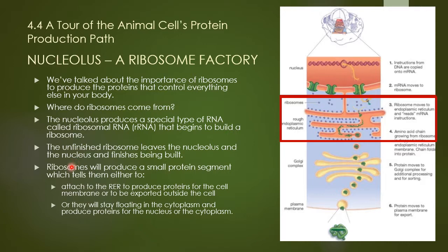As I mentioned earlier, ribosomes start producing the small protein segment, and that tells them either to attach to the rough endoplasmic reticulum, as we talked about, to produce proteins either for the cell membrane itself, so that outside layer of the cell, or to be exported outside the cell. If the ribosomes stay floating, though, they'll produce proteins for the nucleus or the cytoplasm. So again, ribosomes start being made within the nucleolus of the nucleus. So way down here in the center of the cell is where ribosomes start being made. And they are made with this special type of RNA or special copy of your DNA called ribosomal RNA.